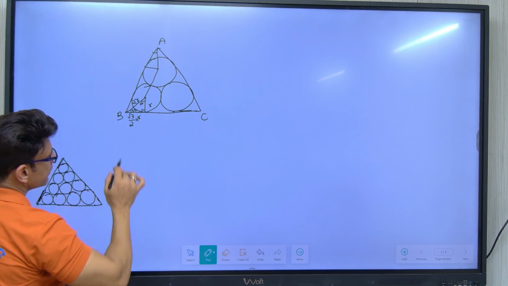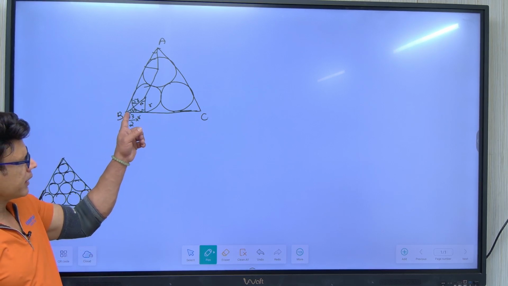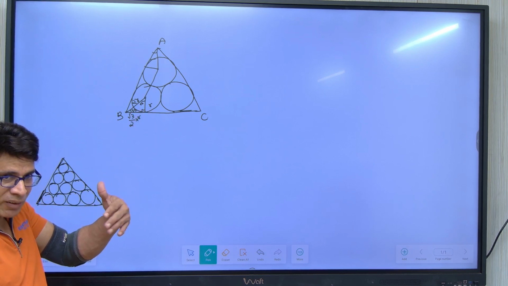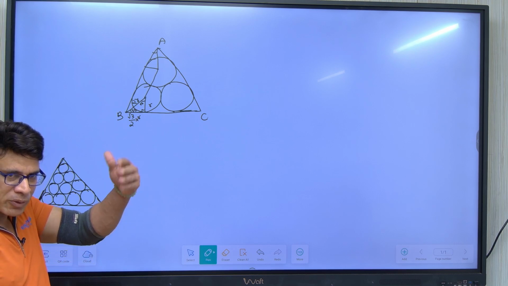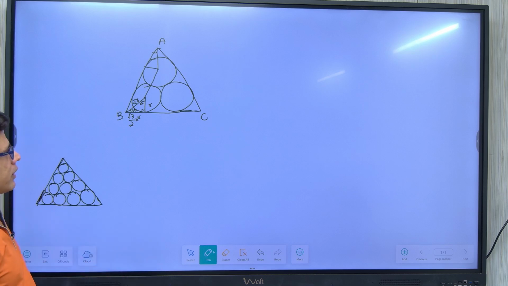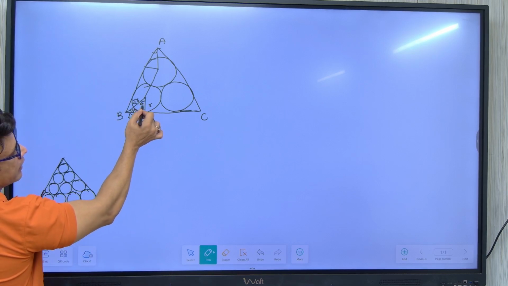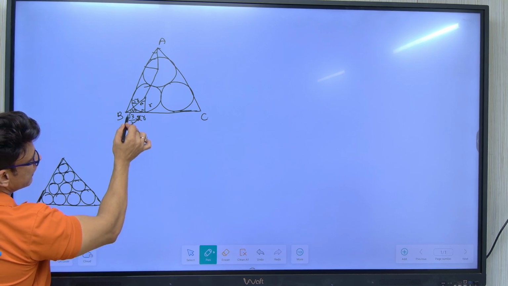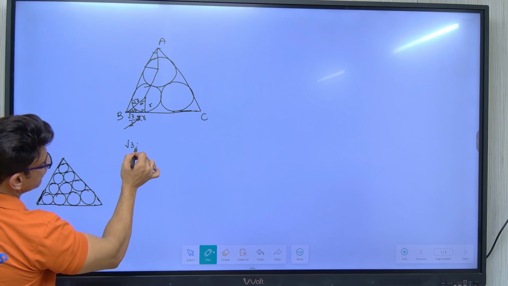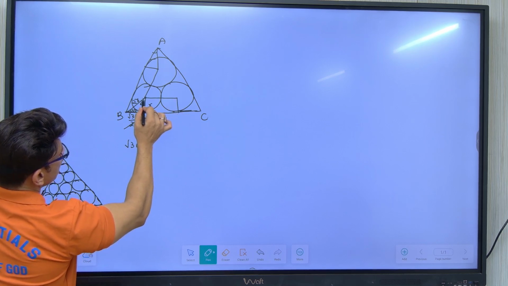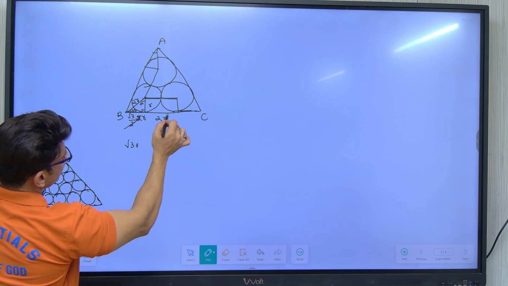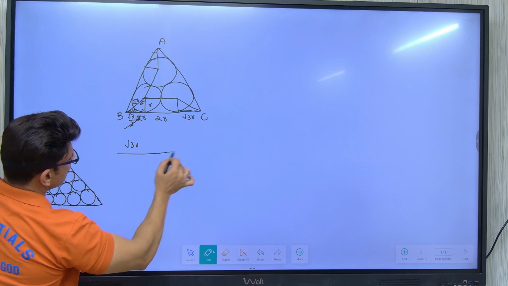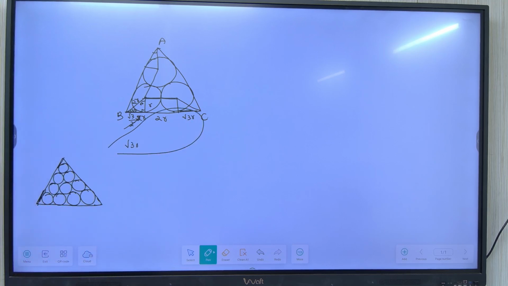2r, right? Why? Because the side opposite to 30 degrees is what? Half of the hypotenuse. So this r is half of the hypotenuse, or not? So the hypotenuse will be 2r. So this is 2r, this is r. The side opposite to 60 degrees is root 3 by 2 times the hypotenuse, which is 2r. So what is this side equal to? This is r plus r, 2r. And again this will be equal to what? Root 3r. So can you get the side of the equilateral triangle?